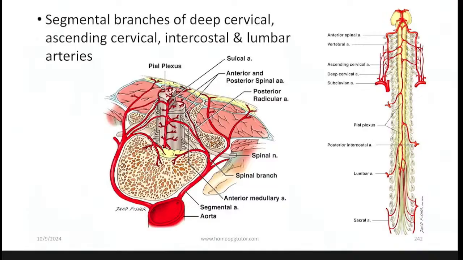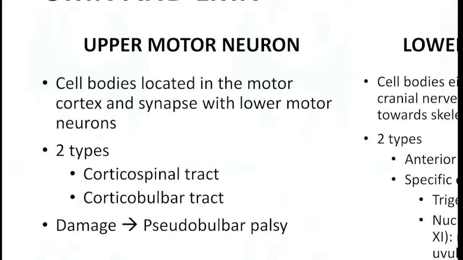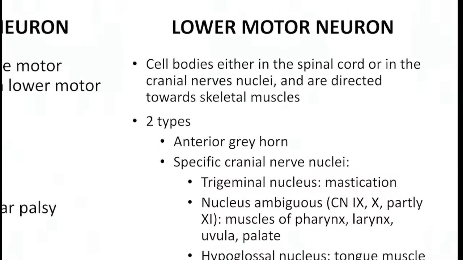Next one, we are going to deal with the upper motor neuron as well as the lower motor neuron. I'll just give you an idea. See, the cell bodies which are located in the motor cortex, okay, the cell body which is located in the motor cortex is known as an upper motor neuron. And the cell bodies which are present either in the spinal cord or in the cranial nerve nuclei, they are the lower motor neuron. That is the difference.